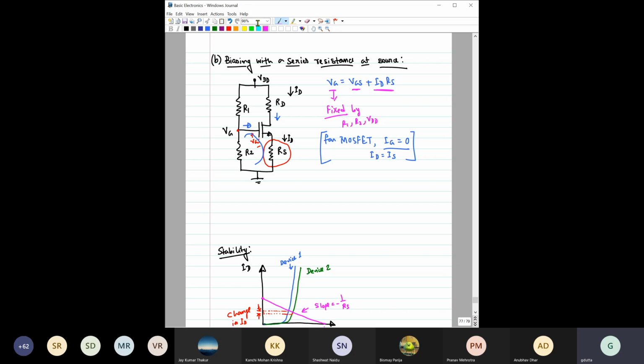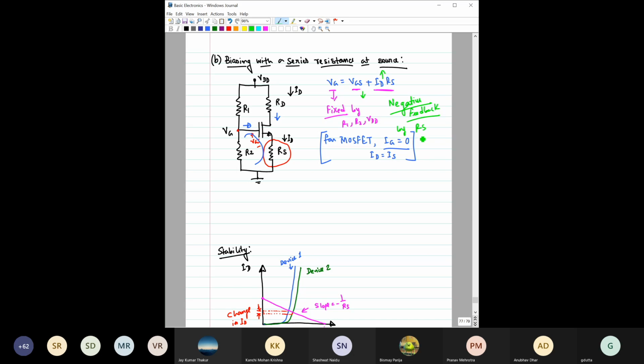Now say this ID increases, right? If ID increases but this part is fixed, then obviously this VGS has to reduce. I'm saying, if ID increases for any reason, it may be due to the increase in temperature or due to the change in device, it may be anything. But to make this equation correct, this VGS should reduce. Now when the VGS of a transistor falls, its ID will also have to be reduced, right? So that way, introducing this RS is providing a negative feedback, right?